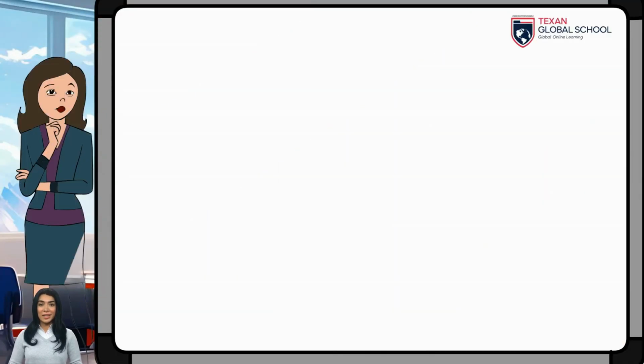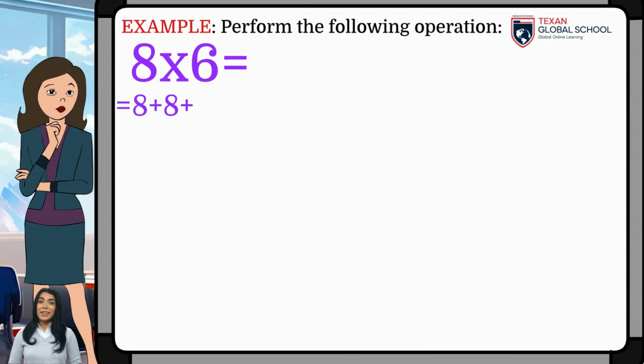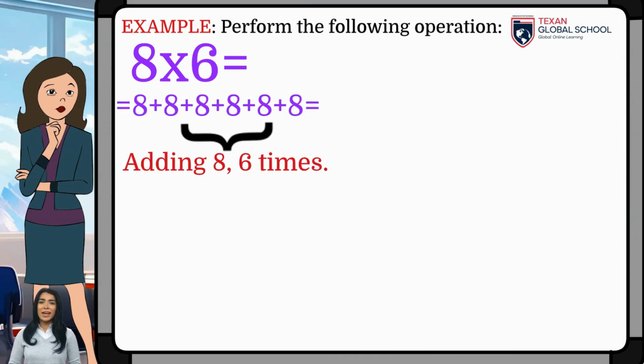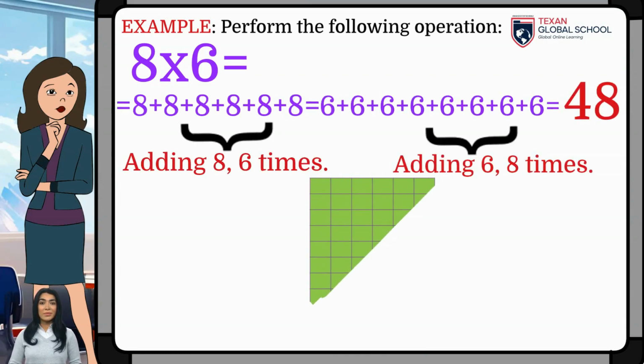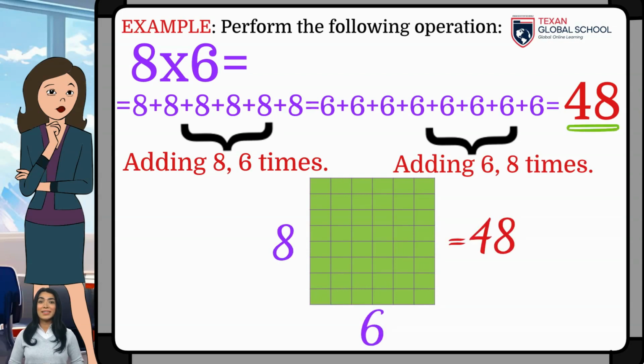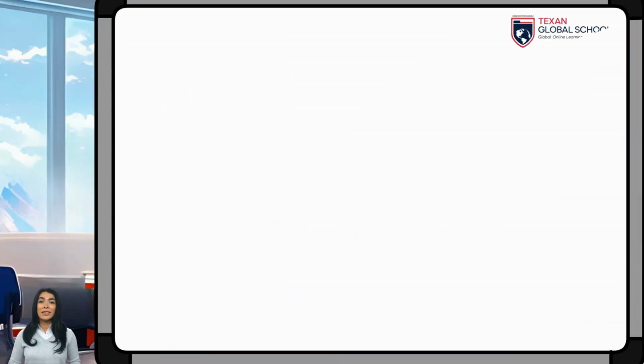Now, multiply 8 by 6. We add 8 6 times, or we add 6 8 times. Therefore, 8 times 6 is 48. The model represents 8 rows by 6 columns. So we have 48 ones. Hence, we can conclude that 8 times 6 is 48.